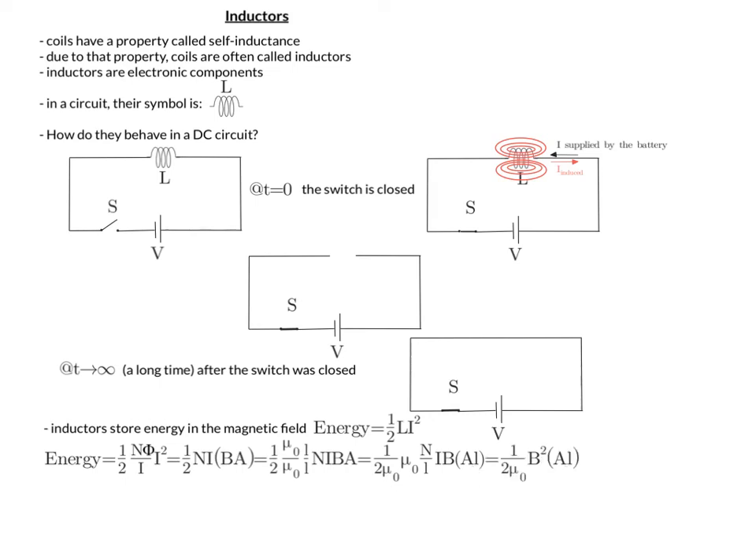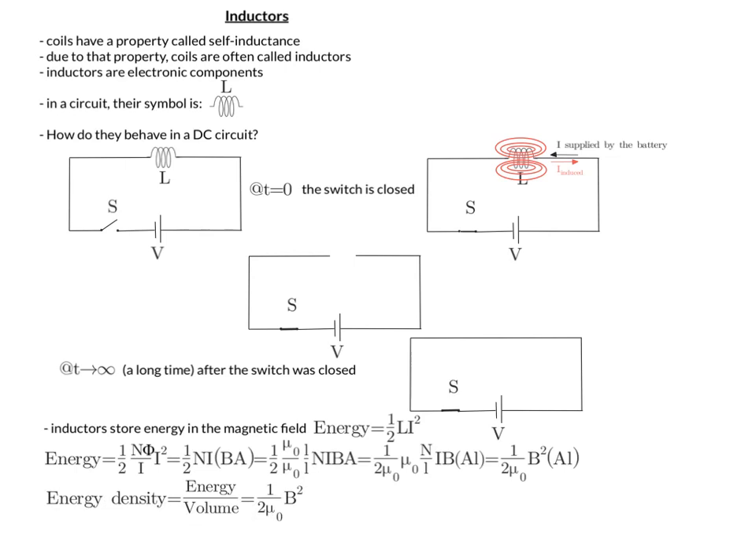Why am I doing that? Well, because this is still 1 over 2 mu naught. Mu naught N i over l is the magnetic field through a solenoid. So I have the magnetic field here times another magnetic field, which gives me B squared. And A l here translates to the volume of a solenoid, so it's the cross-sectional area times the length of the solenoid.